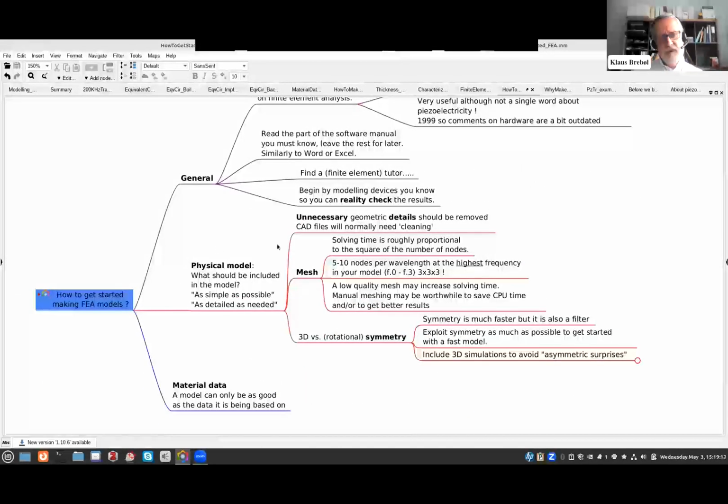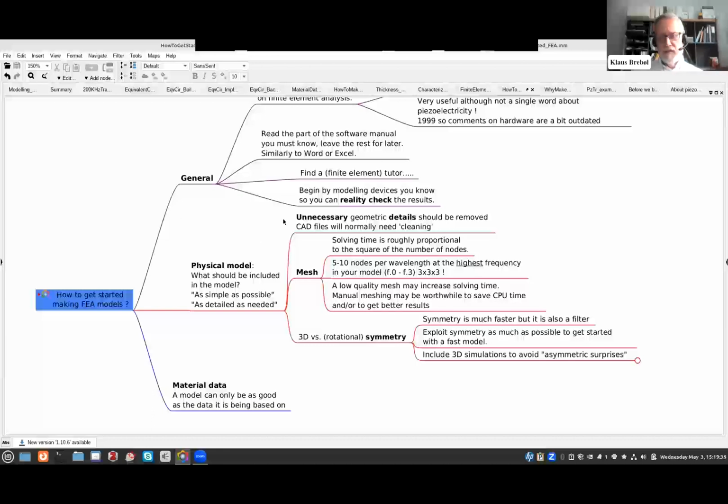And to make this model, you will need a physical model, and you will need some material data to enter into the model. And I have chosen to separate those two things, but let's begin with a physical model. And naturally, what should be included in the model? Remember, as simple as possible, as detailed as needed.